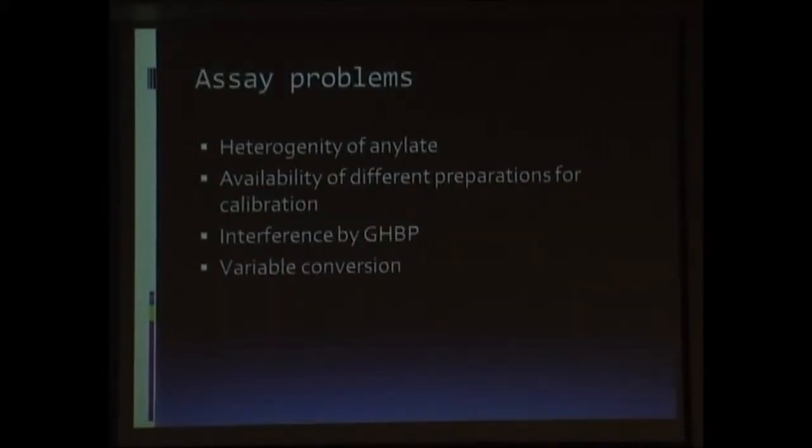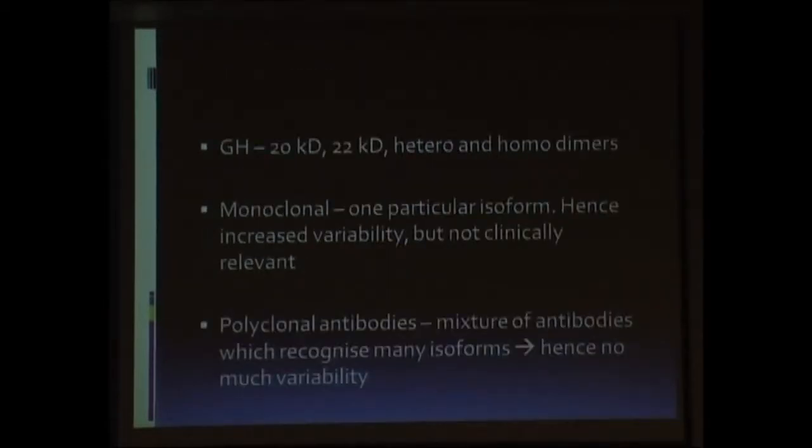What are the various problems which we face when we have growth hormone analysis done? The lab reports depend upon the heterogeneity of the analyte which is used. The availability of different preparations and the calibrations of each lab vary. There is interference of the growth hormone binding protein with the lab results, and the conversion units which are used vary from lab to lab, and hence we do not have a true level of growth hormone given to us.